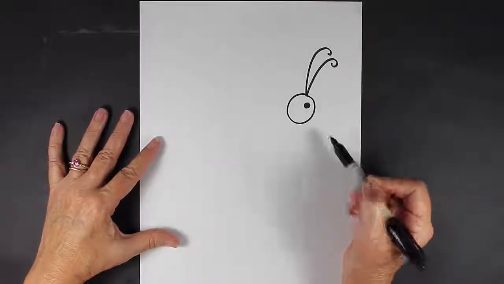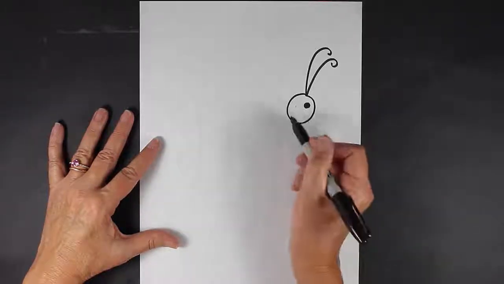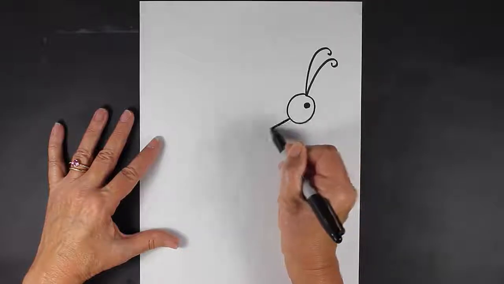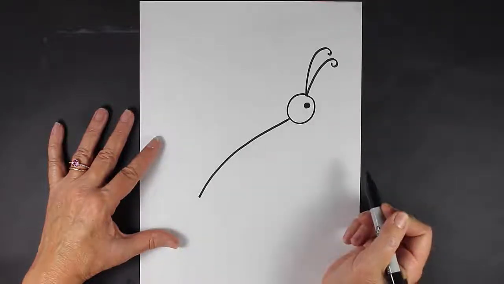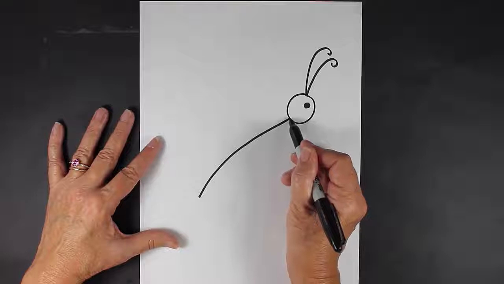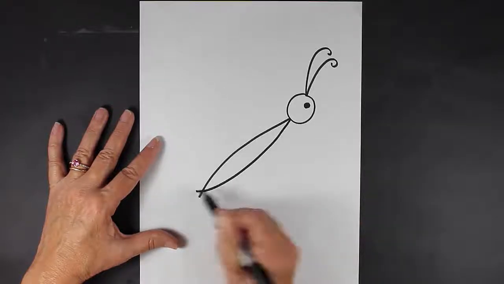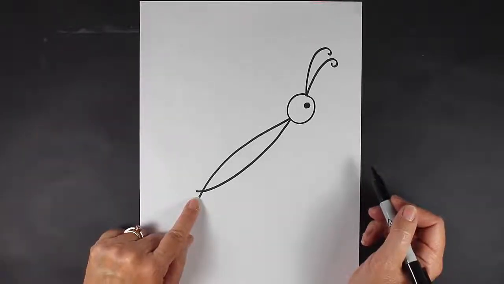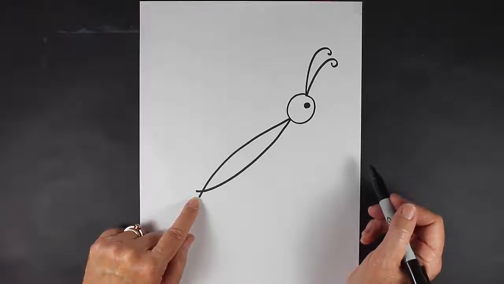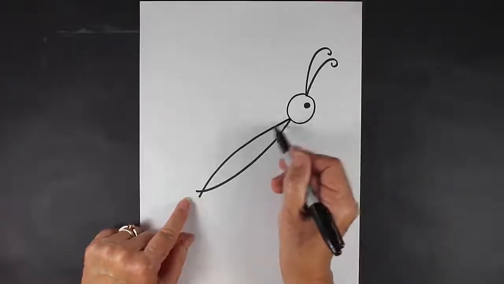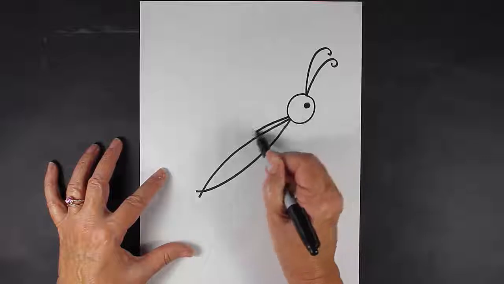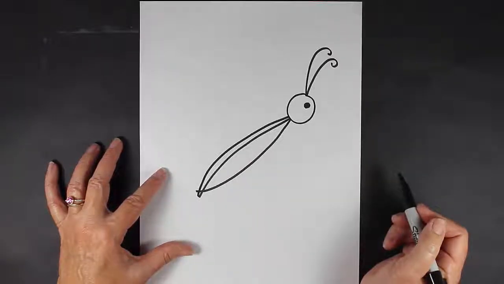So for this butterfly, we're going to make his body go diagonally. So we're going to make a diagonal curved line going this way, and then another one coming this way. And did you see how I crossed at the bottom? That just creates a little bit more interest. Now I'm going to double up this first line, just like that.